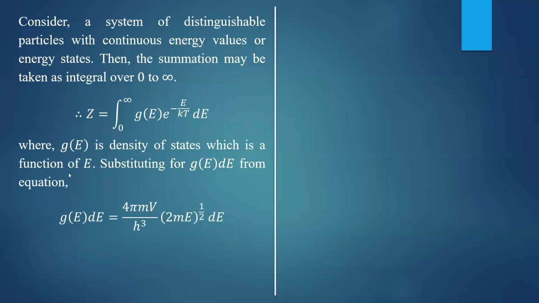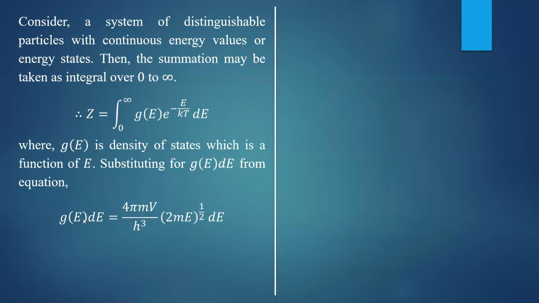so here g of e is the density of states, which is a function of e. Now substituting for g of e into d of e, it is already given to you. That is already discussed, and that is given by 4 pi mv divided by h cube into 2me to the power half into d of e. So this h cube appears because of the three-dimensional case.